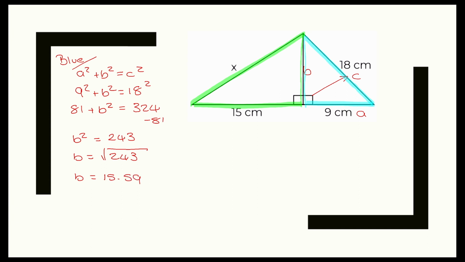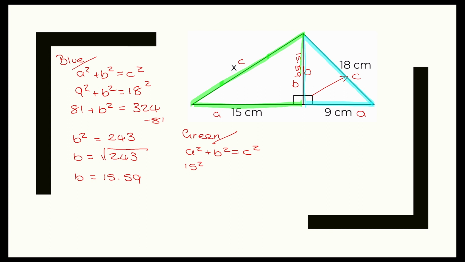We can now add this onto our diagram. Looking at the green triangle, we now have two lengths, which means we're on our way to finding x. Writing out our formula, we have a squared plus b squared equals c squared. Let's label our triangle. Our x is our longest side, so we are going to label this as c and the remaining two as a and b.